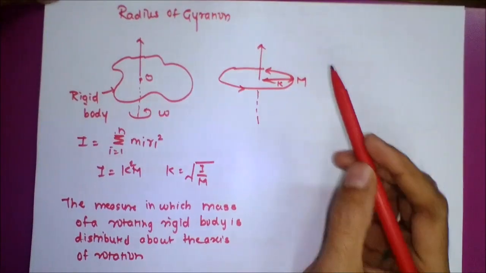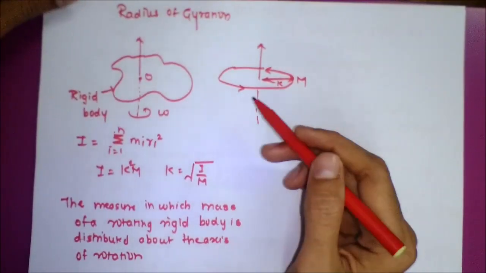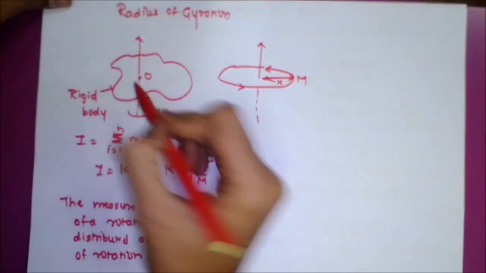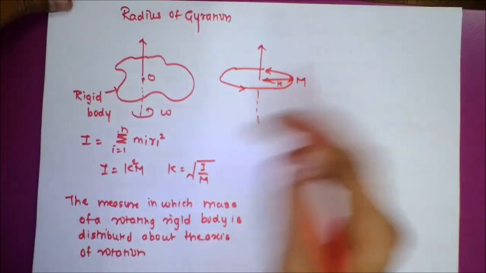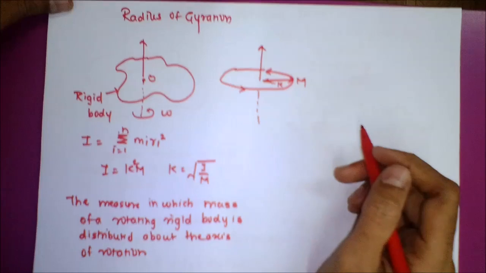The radius of gyration. Earlier we found the rotational moment of inertia of a body. So again we consider a rigid body of mass m rotating about its own axis through the center O.